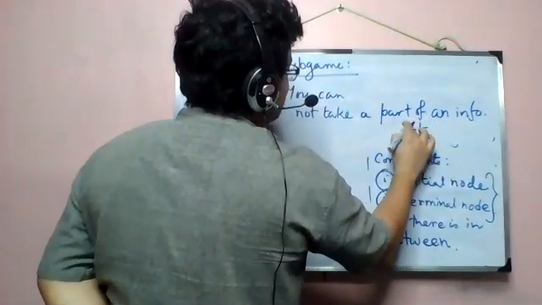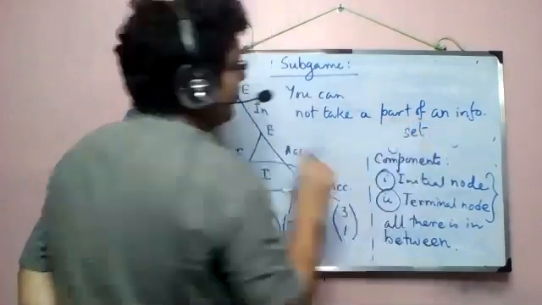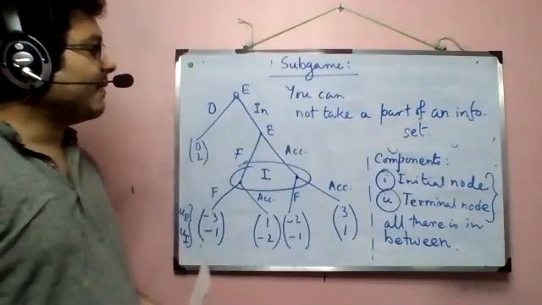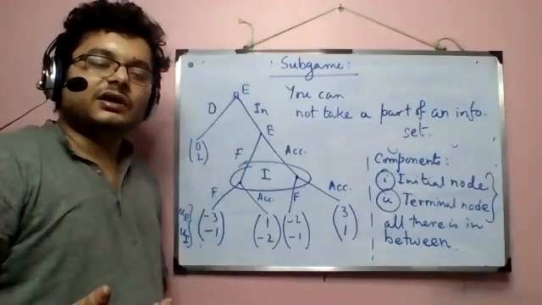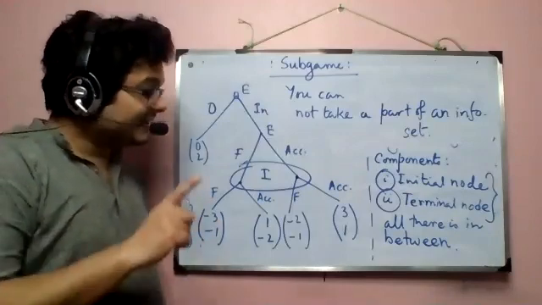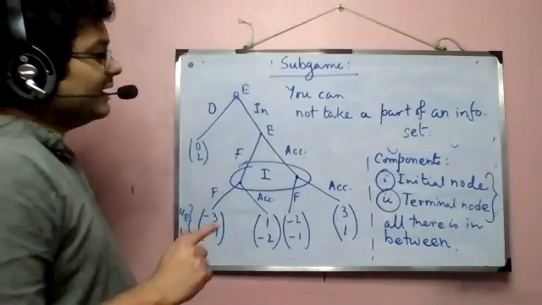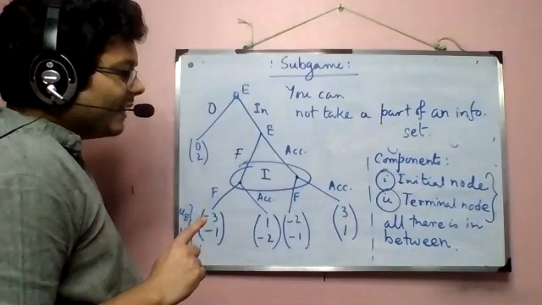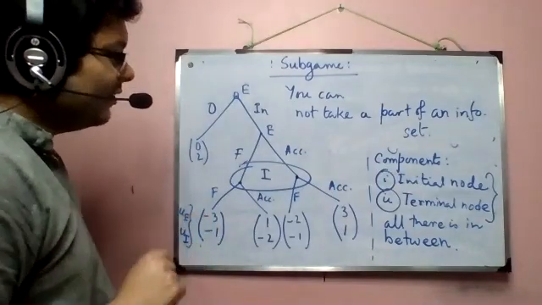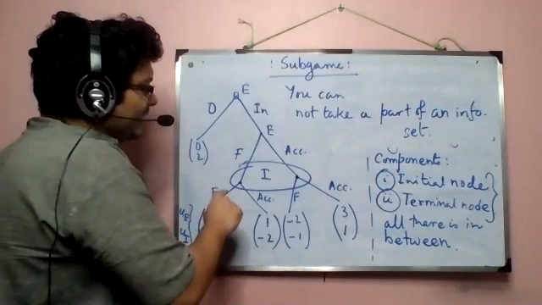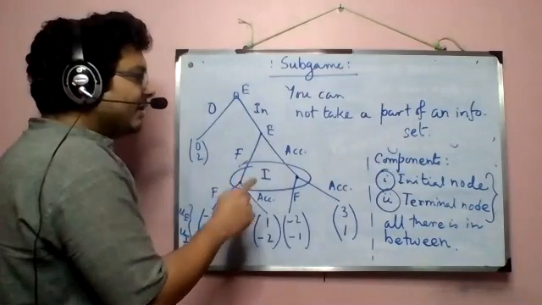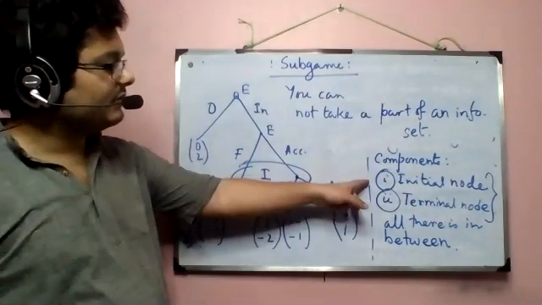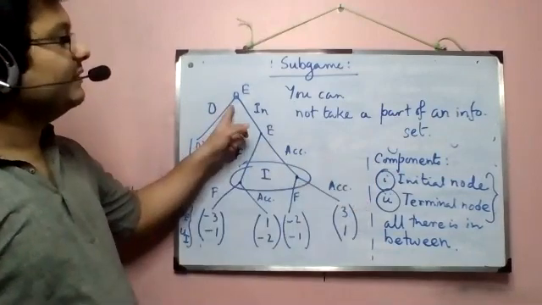Okay, that's what it basically tells us, that you cannot take a part of an information set. So if you are trying to consider an information set which has many nodes, and if you consider one of them, then you include all. This is first. The second thing is that the initial node doesn't qualify as a node which is a part of an information set which includes other nodes.